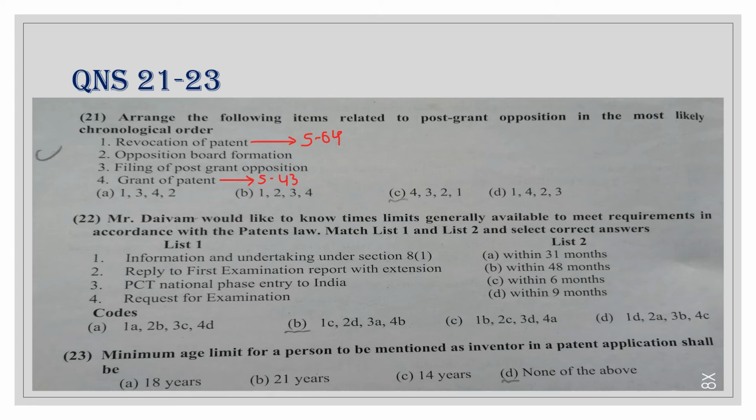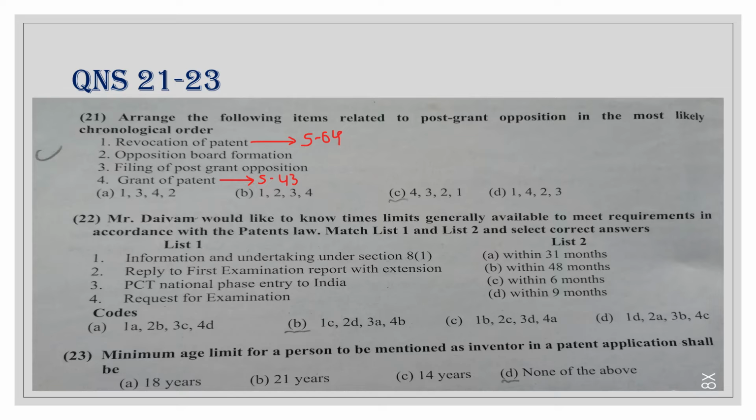Fine. Now, questions. Question number 21. Arrange the following items related to post-grant opposition in the most likely chronological order. Okay, friends. So here we can see we have four options. First one is revocation of patent. Second one is opposition board formation. Third one is filing of post grant opposition, and the last one is grant of patent.